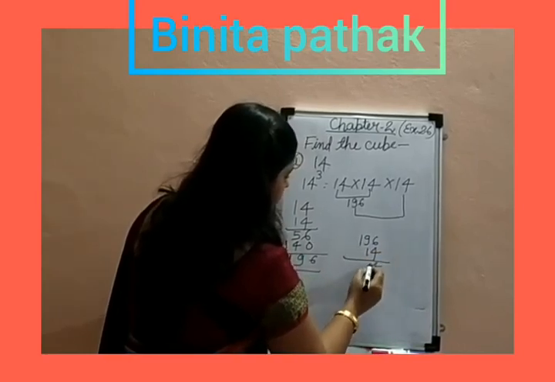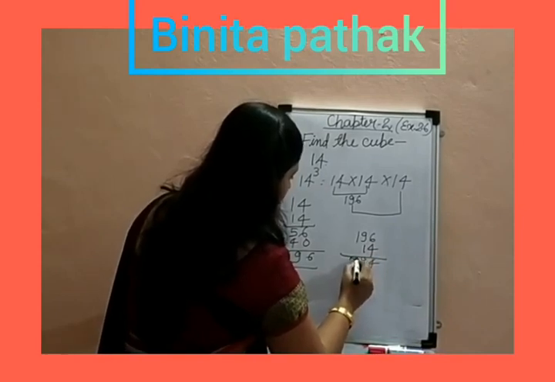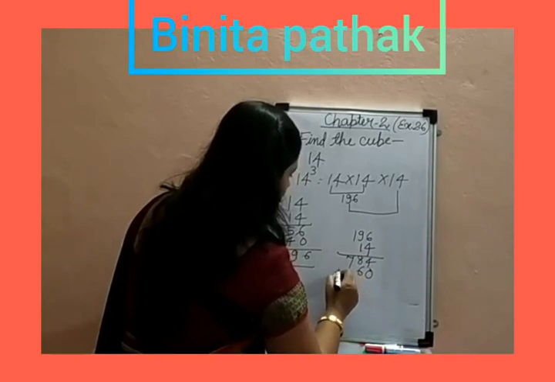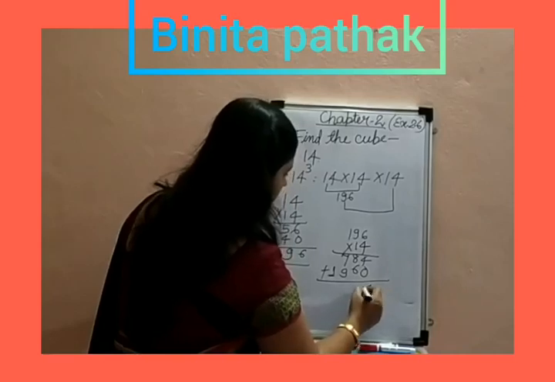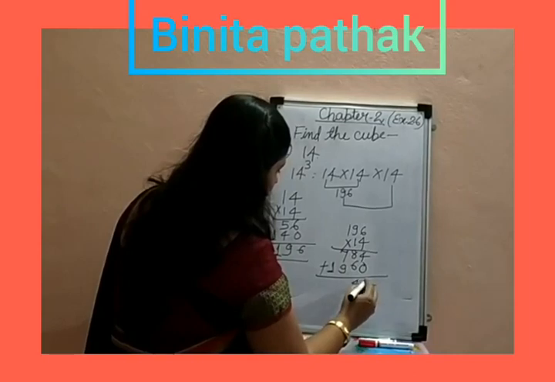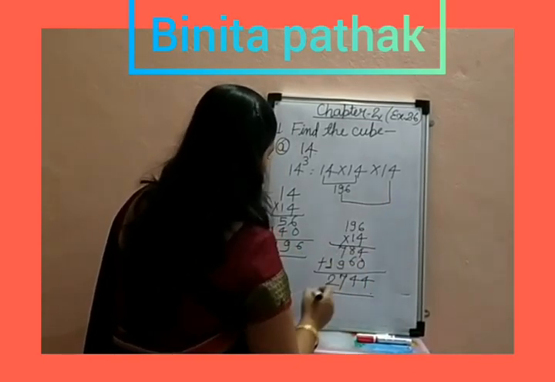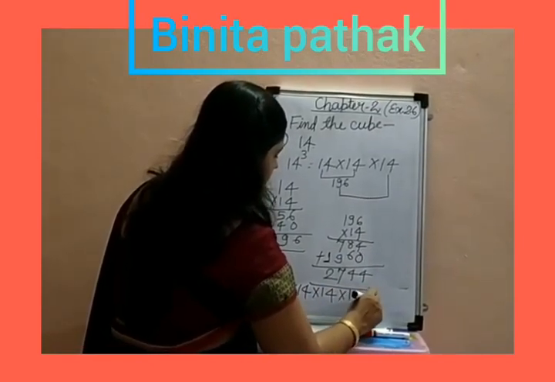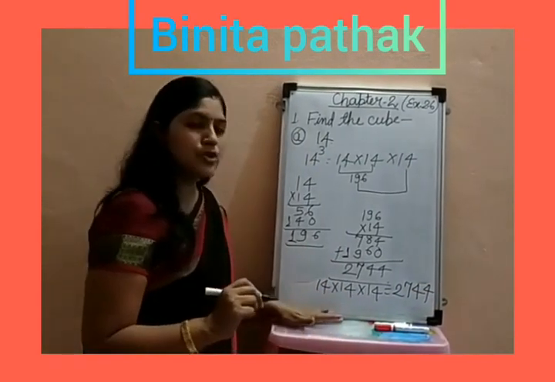9 fours are 36 and 2 is 38. 4 ones are 4 and 3 is 7. 6, 9, 1. 4, 8, 6, 14. 4, 9 and 7, 16 and 1, 17 and 1, 2. So 14 into 14 into 14. The answer is 2744.